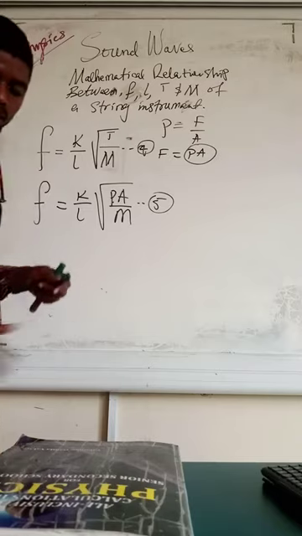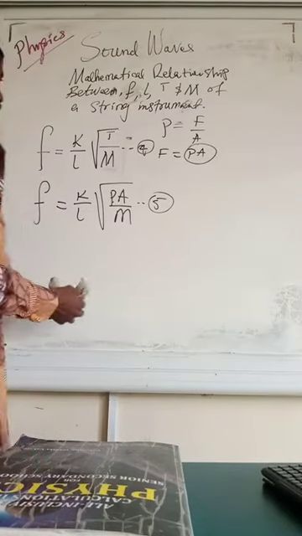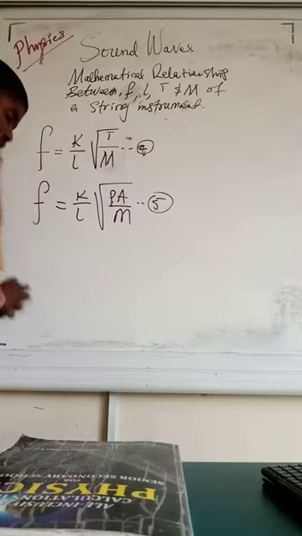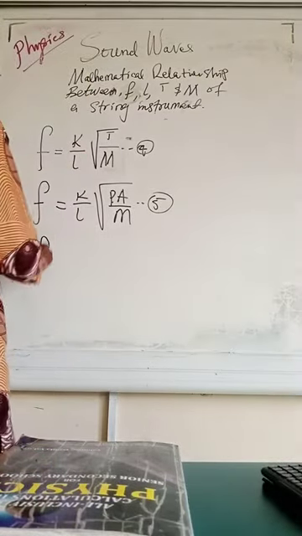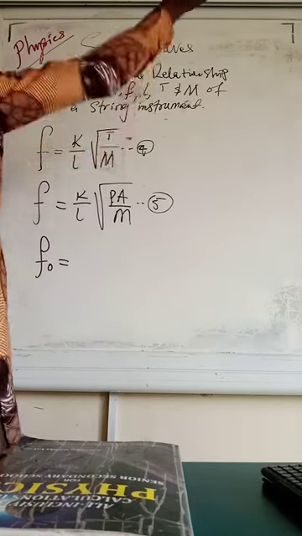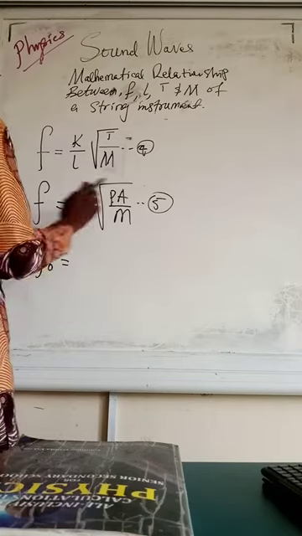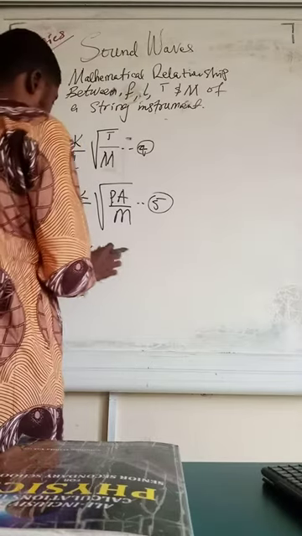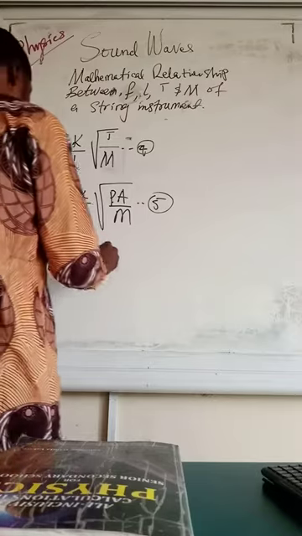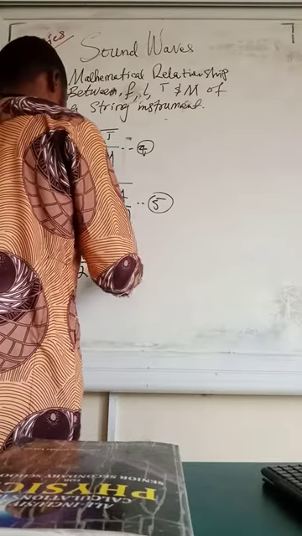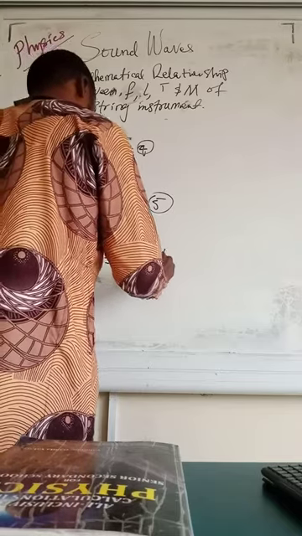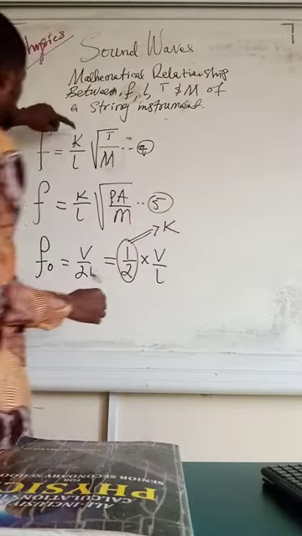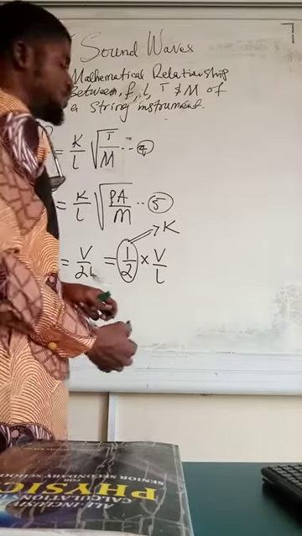Now I want to explain this K, how it is used in calculating. Recall that our fundamental mode of vibration F naught is given as V all over 2L. If you work this out, it also means 1 all over 2 times V all over L. This 1 over 2 is actually the value for this K.